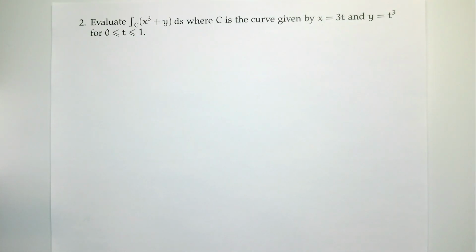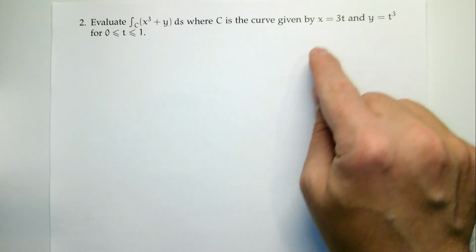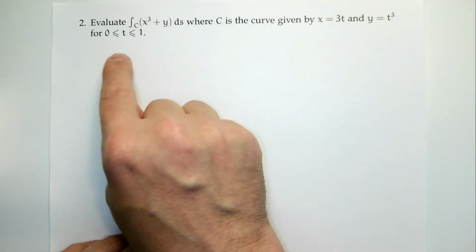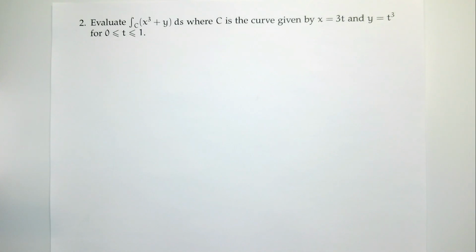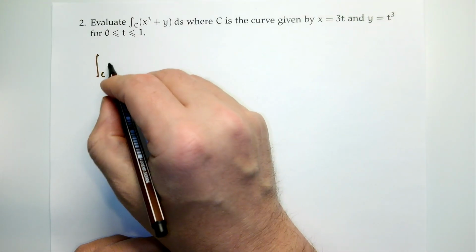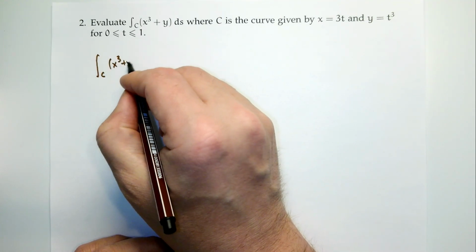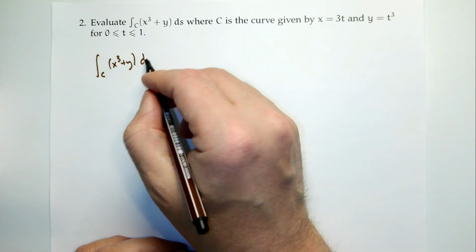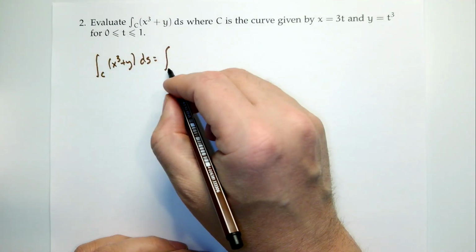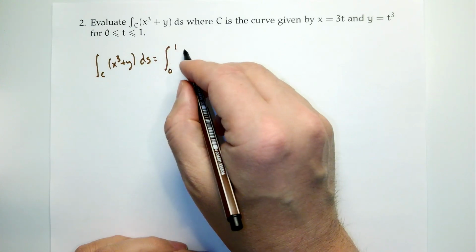Evaluate the integral along the curve of x cubed plus y ds, where C is the curve given by x equals 3t, y equals t cubed, and time goes from 0 to 1. Well, the way we do line integrals, at least for now, is we say, well, what could this be? So the integral along the curve of x cubed plus y ds will become, put everything in terms of t, 0 to 1.